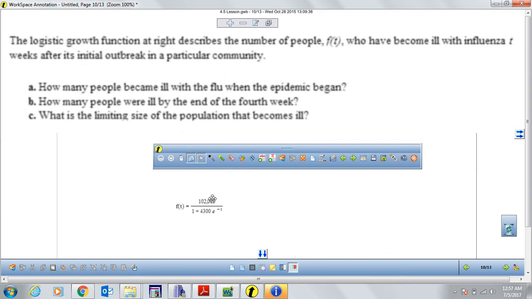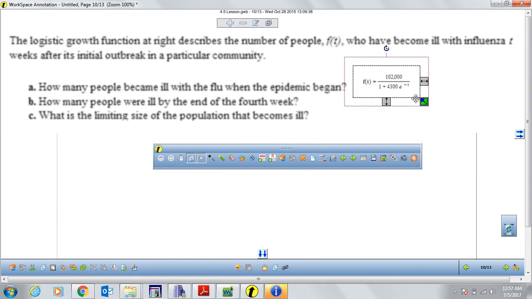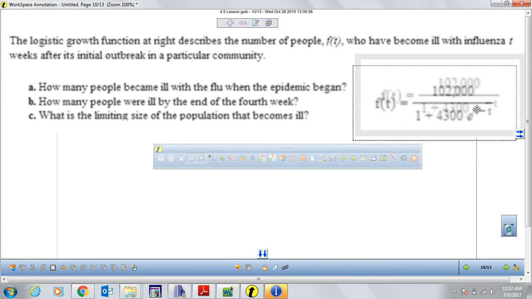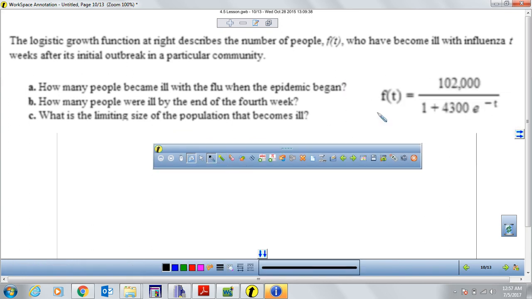Okay, so the logistic growth model right here at the right describes the number of people f of t who have become ill with influenza t weeks after its initial outbreak. So 102,000 over 1 plus 4,300 times e raised to the negative t. Now the first question in this model is going to be letter A. How many people became ill when the epidemic began?